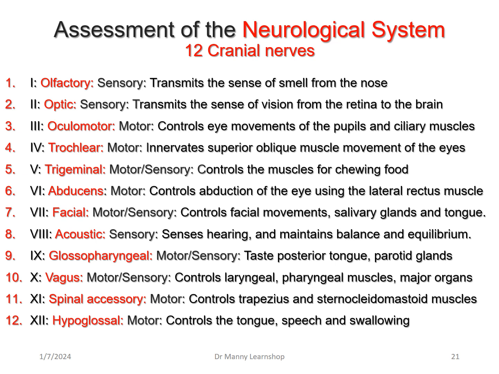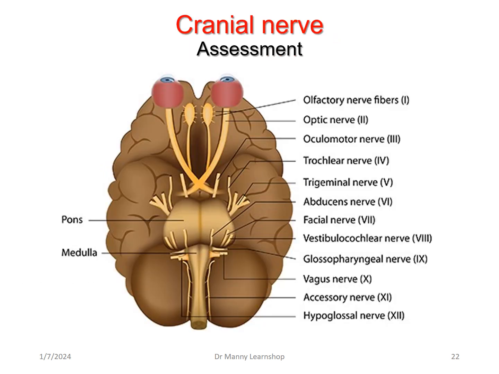I think it's probably important that we review the 12 cranial nerves. Now, we have 12 cranial nerves. The first is the olfactory, second optic, third oculomotor, fourth trochlear, fifth trigeminal, sixth abducens, seventh facial, eighth acoustic, ninth glossopharyngeal, 10th vagus, 11th spinal accessory, and 12th the hypoglossal. If we look at them in a little bit more detail, this is what we have.